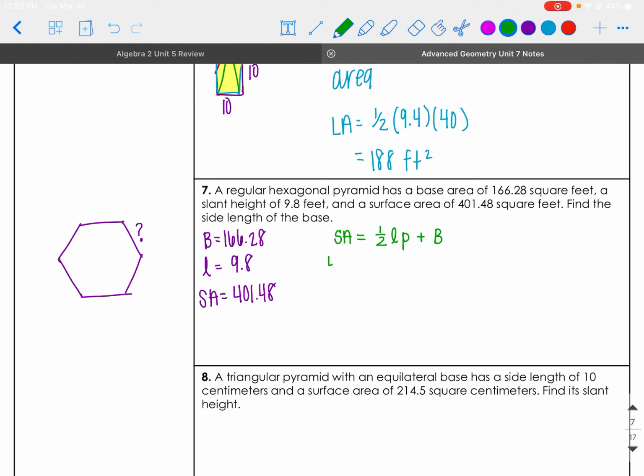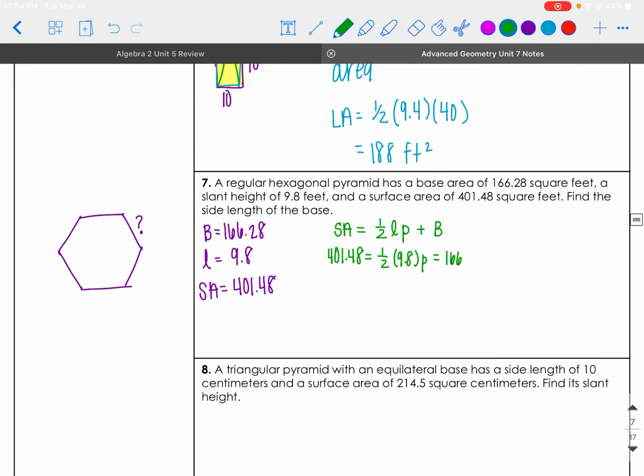And we can fill in 401.48, 1/2, L is 9.8. Don't have my perimeter, but I do have the area of the base. So as long as we can get this down to only one variable, we can solve it. And we only have one P. So 401.48 equals, if I multiply 9.8 by 1/2, we get 4.9.